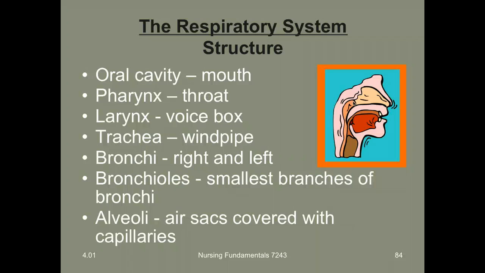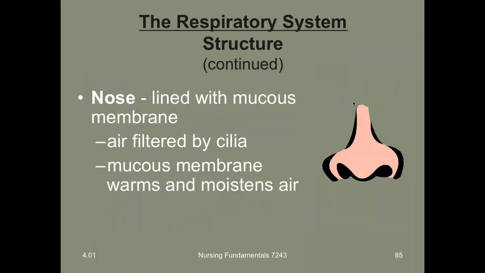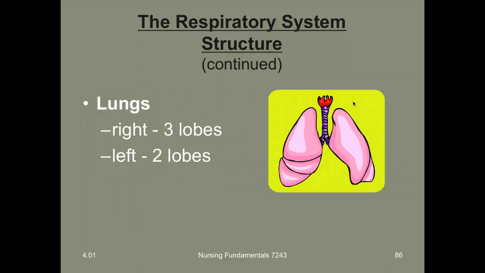The structures of the respiratory system are the oral cavity, also called the mouth, the pharynx, called the throat, the larynx, called the voice box, the trachea, which we call the windpipe, and the bronchi, of which we have two, right and left. The bronchioles are the smallest branches of the bronchi. Alveoli are the air sacs covered with capillaries. The nose is lined with mucous membranes, and air is filtered by the cilia, which are tiny little hairs in the nose. The mucous membrane warms and moistens air.